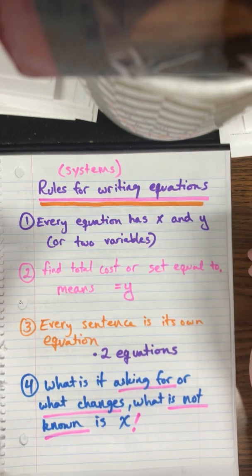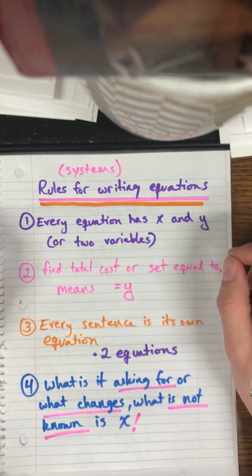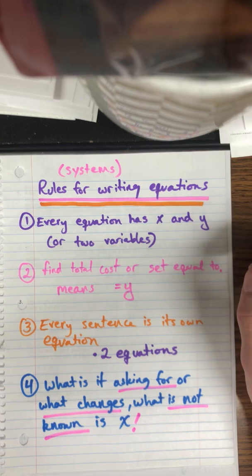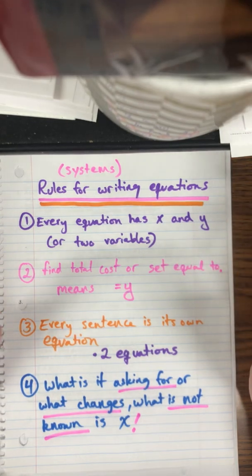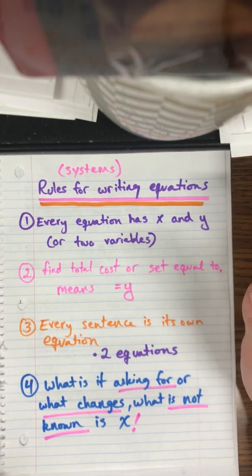A lot of times this is reading comprehension. They read it, they don't understand, they give up. If you read it and you don't understand it the first time, reread it. Some of these you have to read a couple times. The idea is if you read it till you understand it, then you will know what it's asking for.